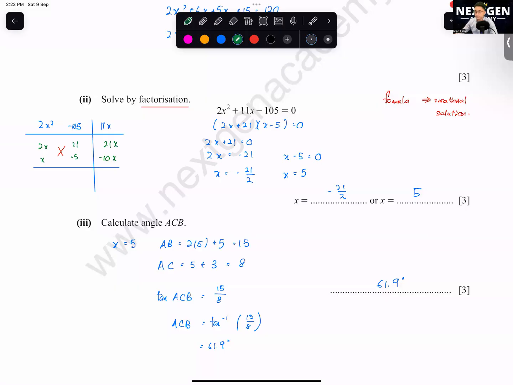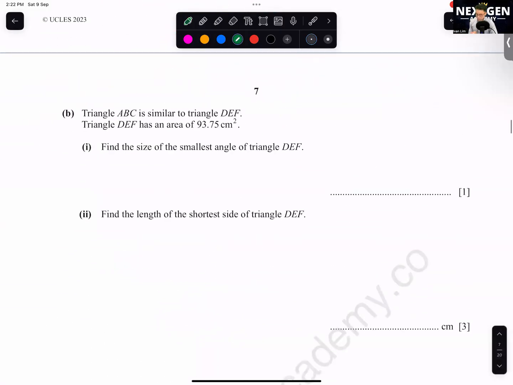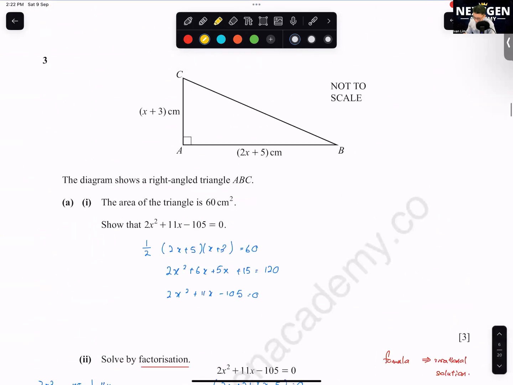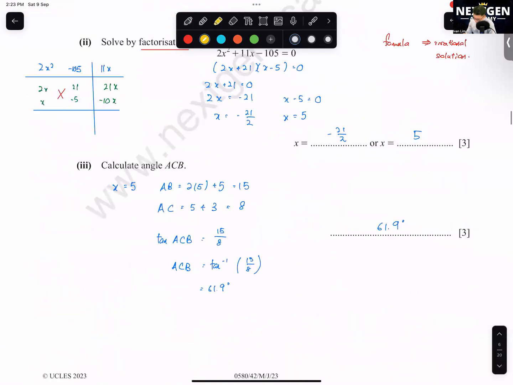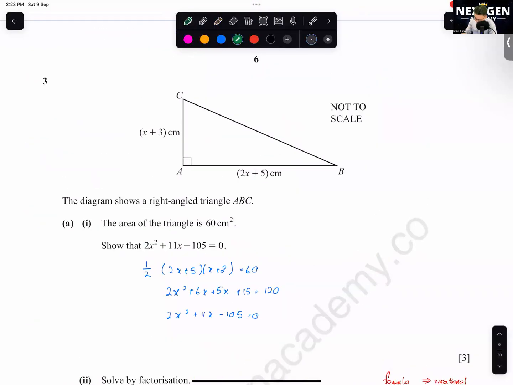Okay, let's go to question B. Triangle ABC is similar to triangle DEF. Triangle DEF has an area of 93.75. Find the size of the smallest angle of triangle DEF. We look back here. Just now, what was the angle that we found? ACB is 61.9 degrees.